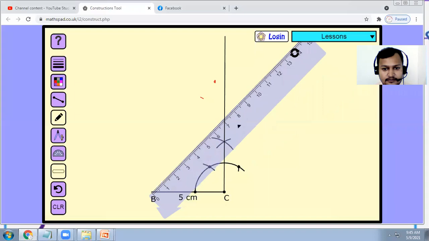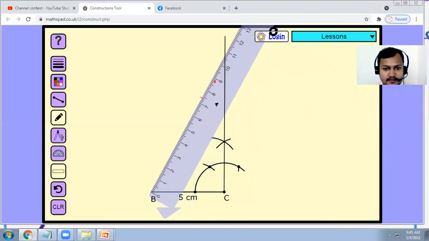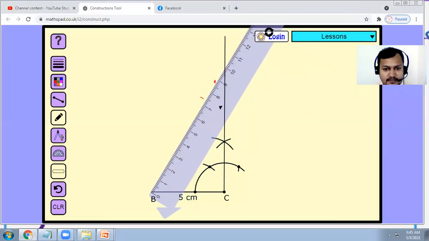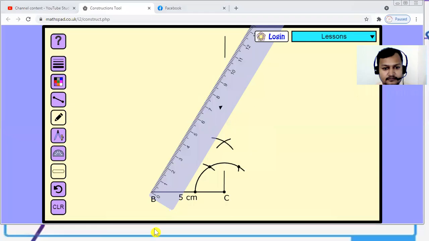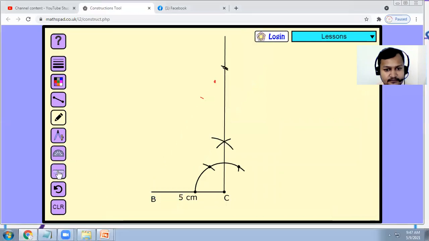So hold your scale. I am drawing by using scale only because this compass is not working. Are you observing the screen? Yes, sir. Okay, this represents the 10 centimeter. यहाँनिर यसले 10 centimeter represent गर्यो.